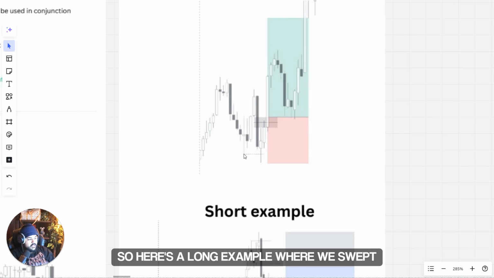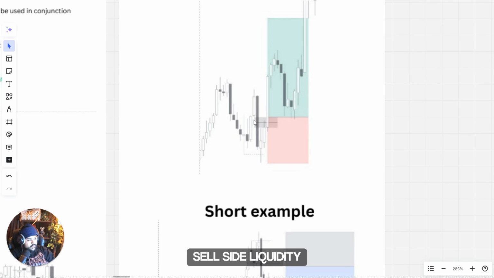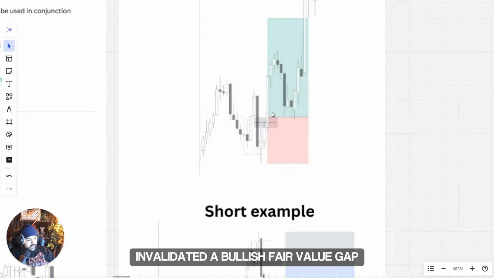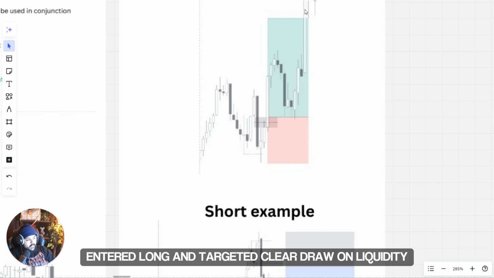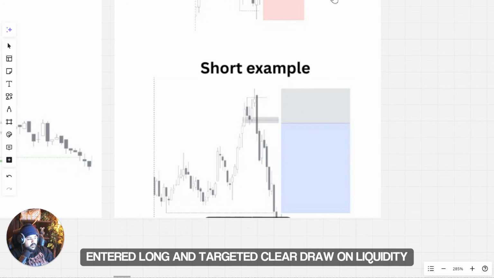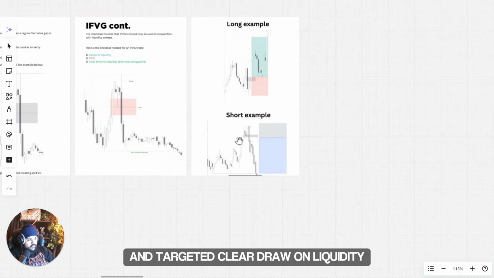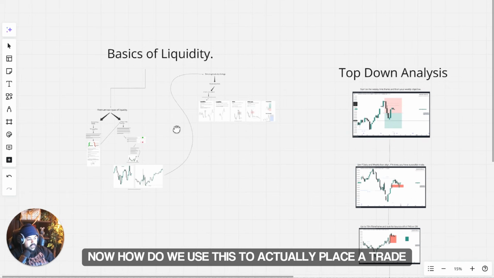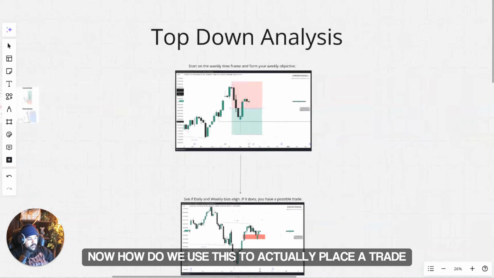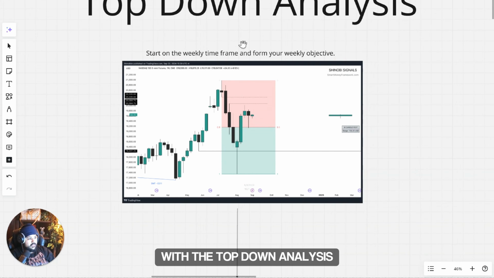So here's a long example where we swept sell side liquidity, invalidated a bullish fair value gap, entered long, and targeted clear draw on liquidity. And here is a short example where we had a sweep of highs, inverse fair value gap, and targeted clear draw on liquidity. Now, how do we use this to actually place a trade? And that's where we get into it with the top-down analysis.